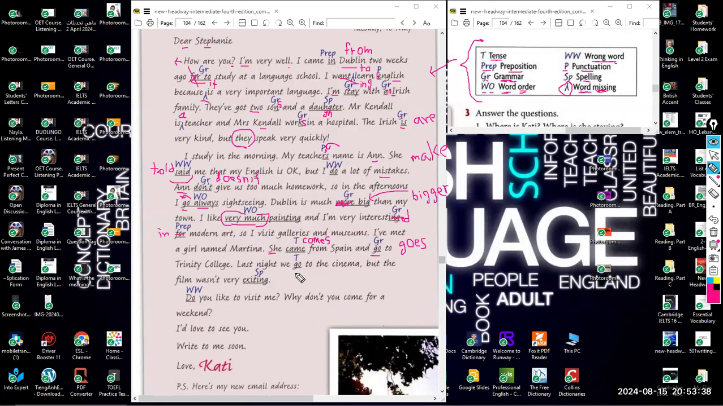Okay. Last night we go to the cinema. This is a mistake concerning tenses. We went. Because we have last night, this is simple past. Exactly. We went to the cinema. But the film wasn't very exciting. Now this is about exciting, there should be a C after the X. Exciting, yes, exciting. Here they are saying exiting. Yes, thank you so much, Rashid. Exactly. So exciting.